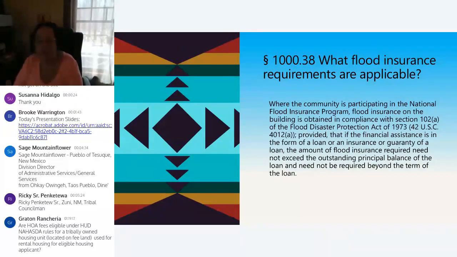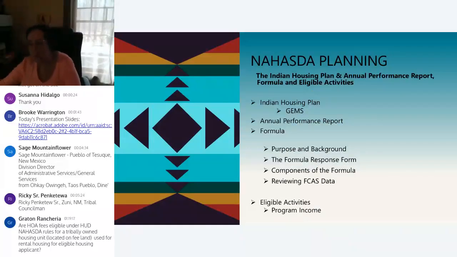Flood insurance on the building is obtained in compliance with Section 102A of the Flood Disaster Protection Act. And it's provided that the financial assistance, if it's in the form of a loan or an insurance or guarantee of a loan, the amount of flood insurance required need not exceed the outstanding principal balance of the loan, need not be required beyond the term of the loan.